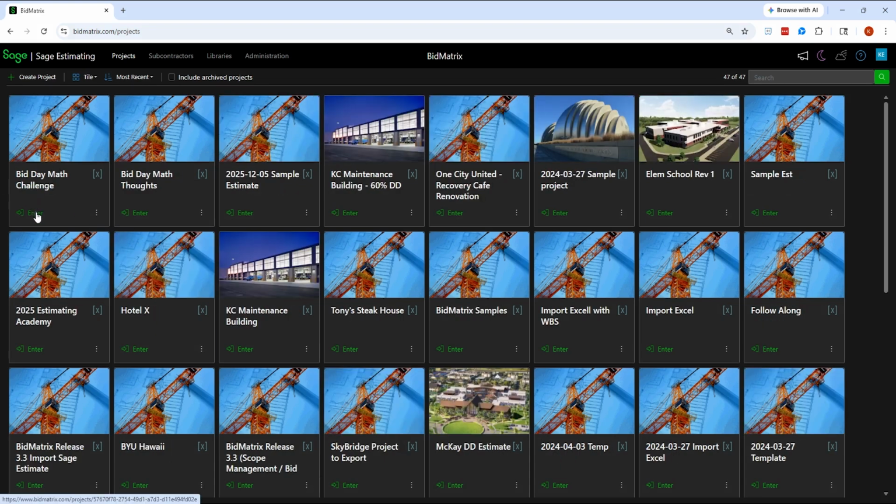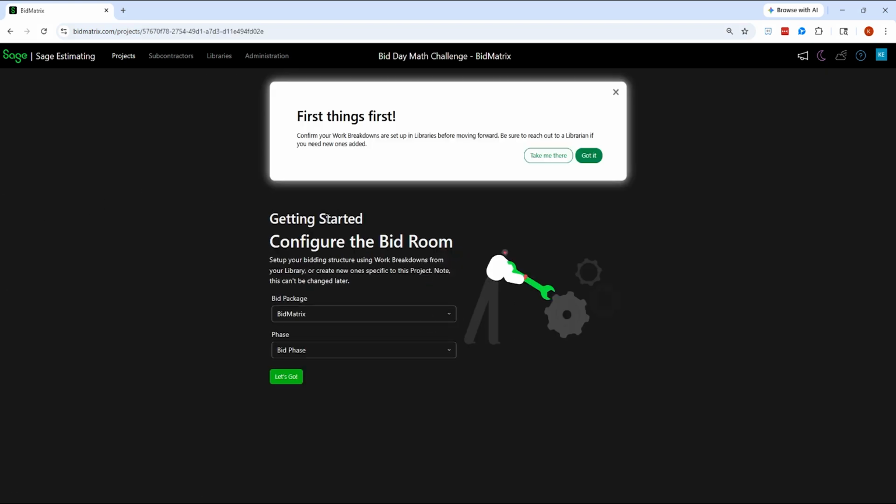Here's my bid day math challenge bid that we just started. So I'm going to go into it, and it wants to know what I am going to use for my grouping of data as far as my bid room goes. When we analyze bids, we group things into what's considered a bid package, as far as what types of bids might come in together.